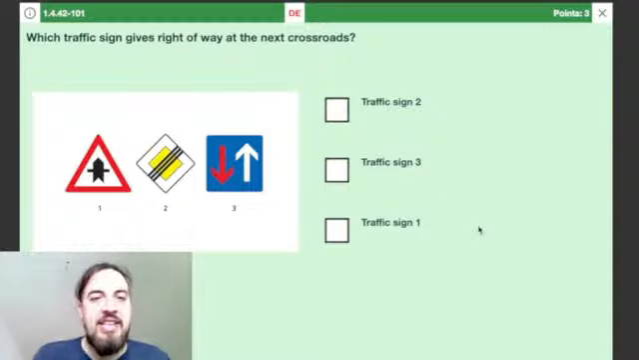Which traffic sign gives right of way at the next crossroads? Traffic sign 2, traffic sign 3, or traffic sign 1?